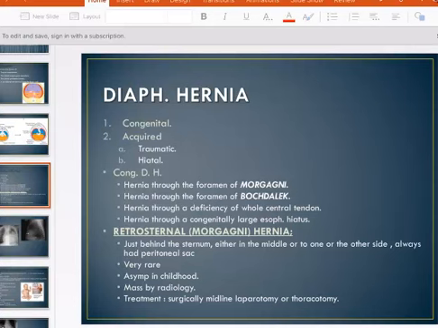So this is a retrosternal Morgagni. It is a true hernia because it contains a peritoneal sac. It is in the midline, but maybe on the left side or right side. In presentation, it is asymptomatic, discovered accidentally by routine chest X-ray. When diagnosed, if it is midline, you can do a laparotomy to repair it. But if it is on the left or right side, you need to do a thoracotomy according to the site.